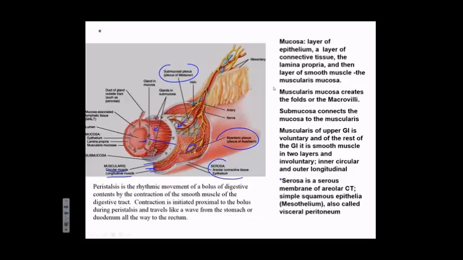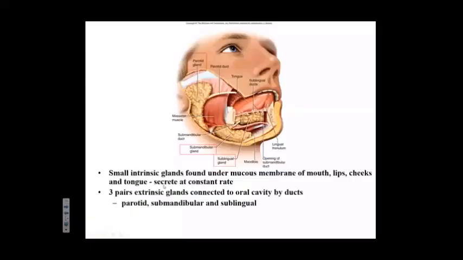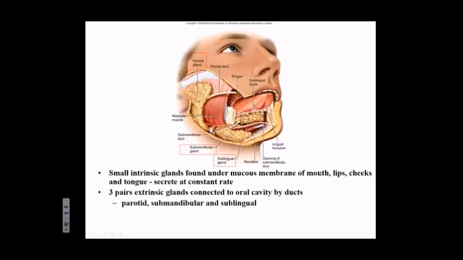There's your Meissner's plexus. So there it is. And both these plexuses participate in GI motility and secretion. The sight of food and smell of food is the first step for the digestive process.